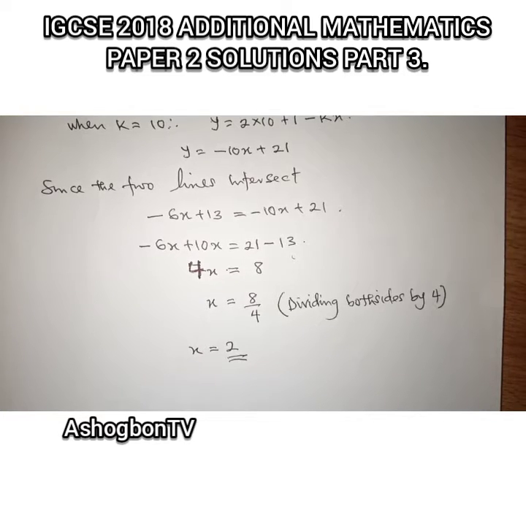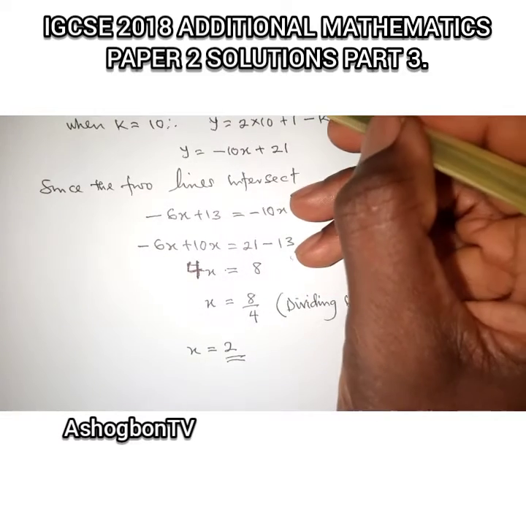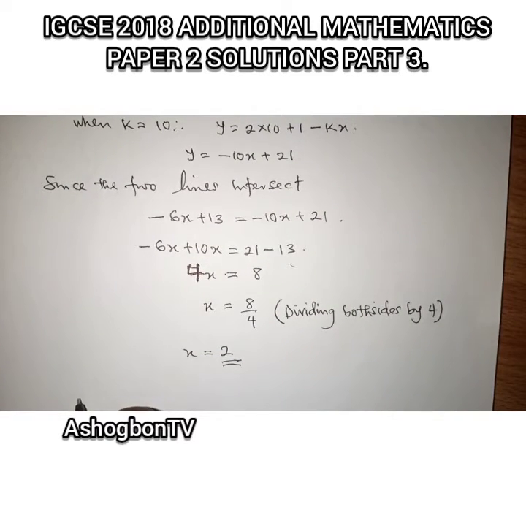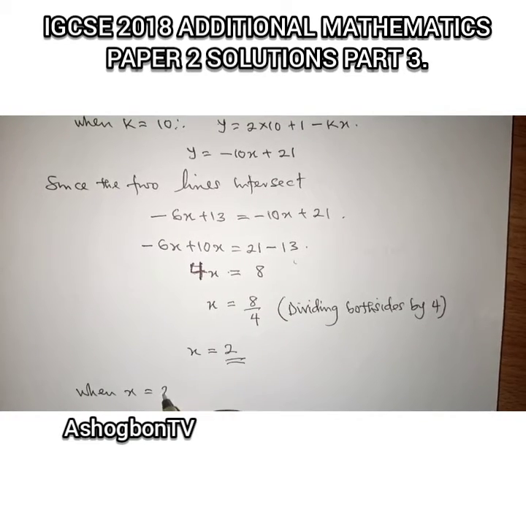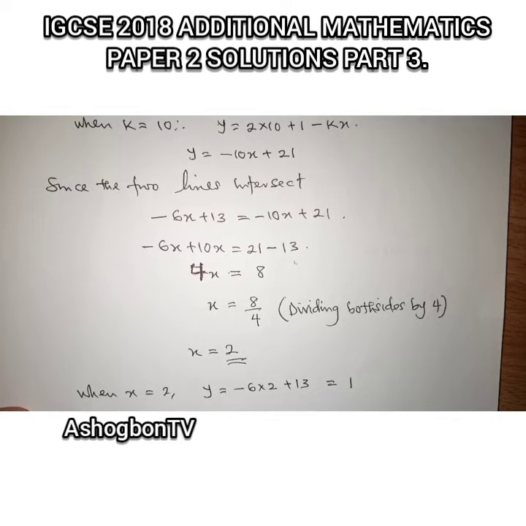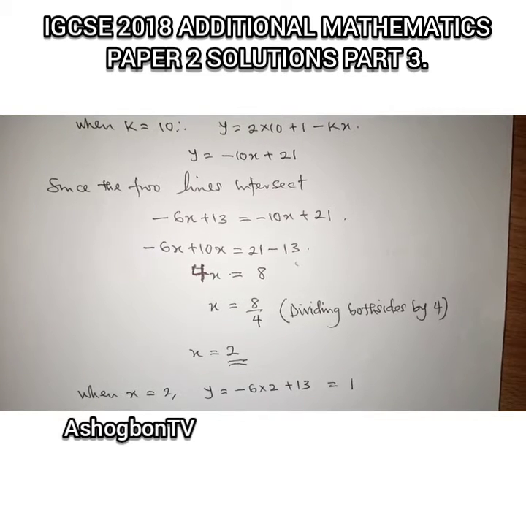So do not forget, you have your value of x already. You're going to substitute that into the first equation so that you can get the coordinates. Let's see, when x equals 2, what will y be? Y will be minus 6 times 2 plus 13. If you solve this, this should give you 1. So the coordinates of the point of intersection of the two lines.